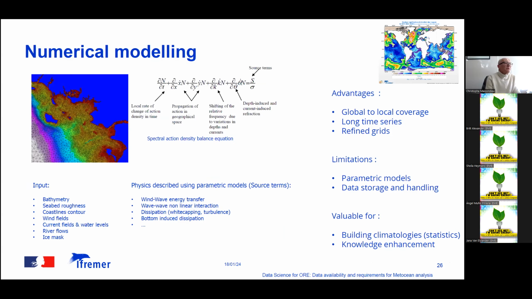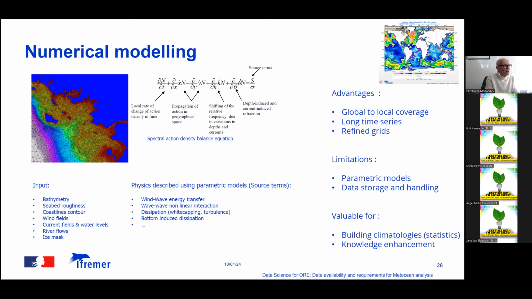So the third source of information is numerical modeling. These numerical models will be developed for atmospheric information, that is wind, but also for wave propagation and current propagation. So the principle is basically the same. We have an equation which describes the physics of the exchange between forcing fields and the output, which is, for instance, wave energy density for the wave models.